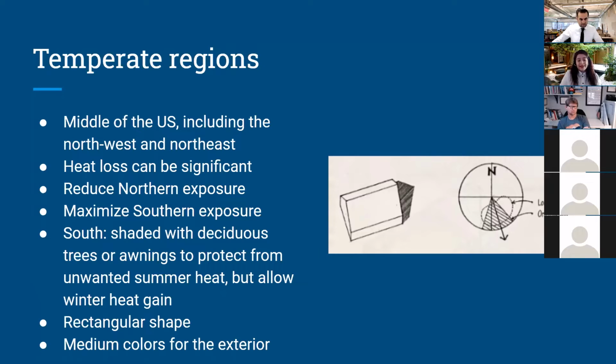it can be protected, again, with overhangs on the buildings, but we can also use different strategies like using deciduous trees. So deciduous trees are the types of trees that lose their leaves during winter, but have leaves in the summer. So that means when we have sunlight, the heat can be blocked by the tree in the summer, but it cannot be blocked from getting into the building in the winter because the trees don't have any leaves. Rectangular shapes are preferred, and medium colors for the exterior.